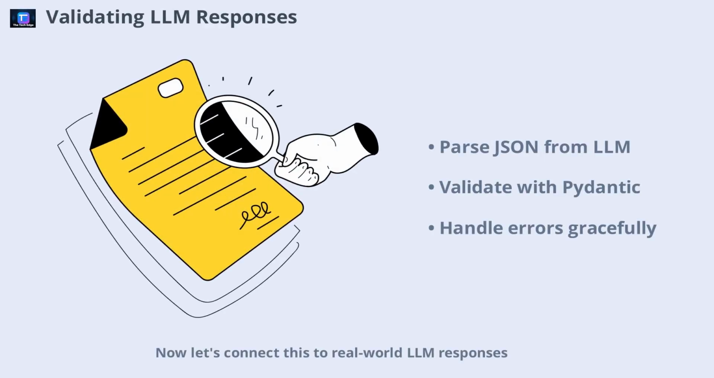Now, let's connect this to real-world LLM responses. Suppose you're using OpenAI's API, and you ask the model to return a JSON object. First, you parse the response text into JSON. Then, you pass it to your Pydantic model for validation. If the data matches your schema, great. If not, Pydantic will throw an error, and you can decide how to handle it, maybe by retrying the request or logging the issue for later review. This two-step process ensures that only valid, predictable data makes it into your application.